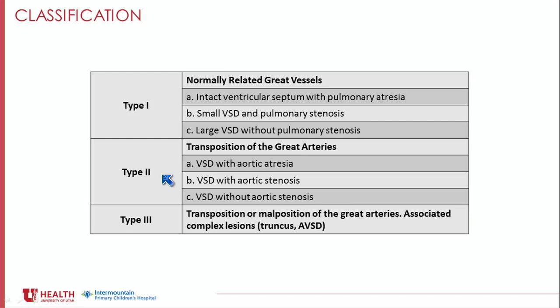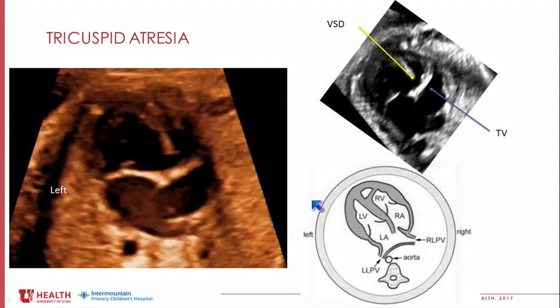So for type 2 then, transposition of the great arteries is the key here, and the presence of the VSD, similar to the pulmonary valve, determines how big the aorta is and whether or not there's downstream obstruction. And then the last type, type 3, is the more complex associated things like AV canals, truncus, double outlet right ventricle, as I'll show you.